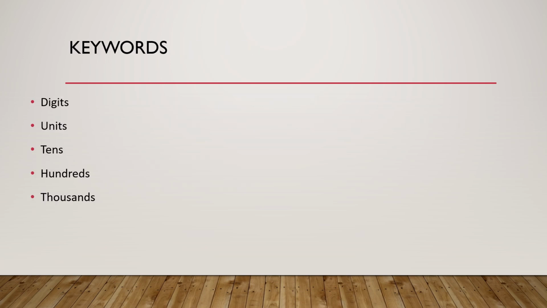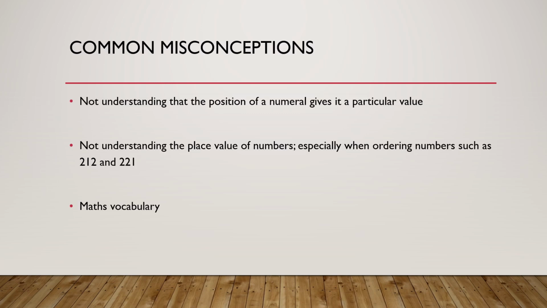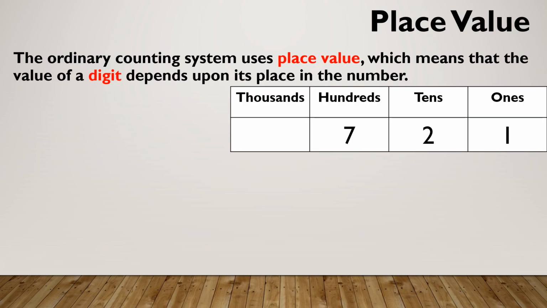The keywords for today's session are digits, units, tens, hundreds and thousands. The most common areas where people lose marks in this particular topic is not understanding that the position of a numeral gives it its particular value. Also, not understanding the place value of numbers, especially when ordering numbers, and the vocabulary used within the unit. We're going to go through each of these to make sure you're happy with that. So let's look at place value.